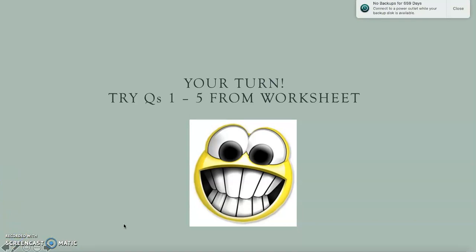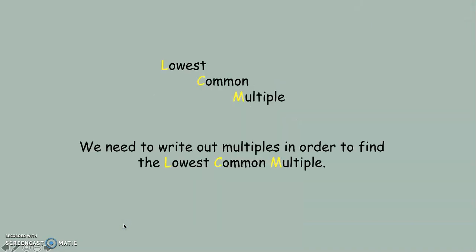Okay, welcome back. So, for the second part of the lesson, we're going to be discussing something called the lowest common multiple. So we need to write out multiples in order to find the lowest common multiple. So if we think about what these words mean, multiple, we're talking about our times tables. Common, things that are the same. And then we want the lowest version of that. So we want to find the number that is the same, but we want the lowest version of that, okay?